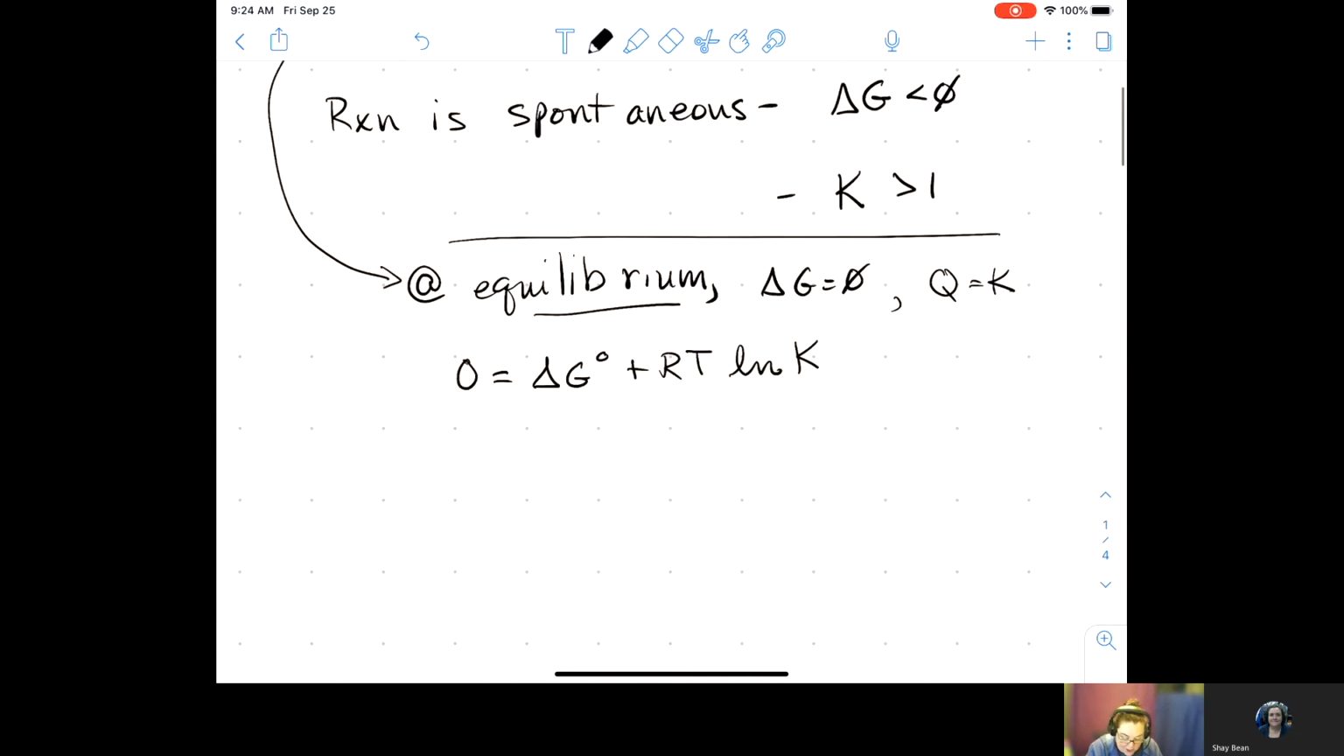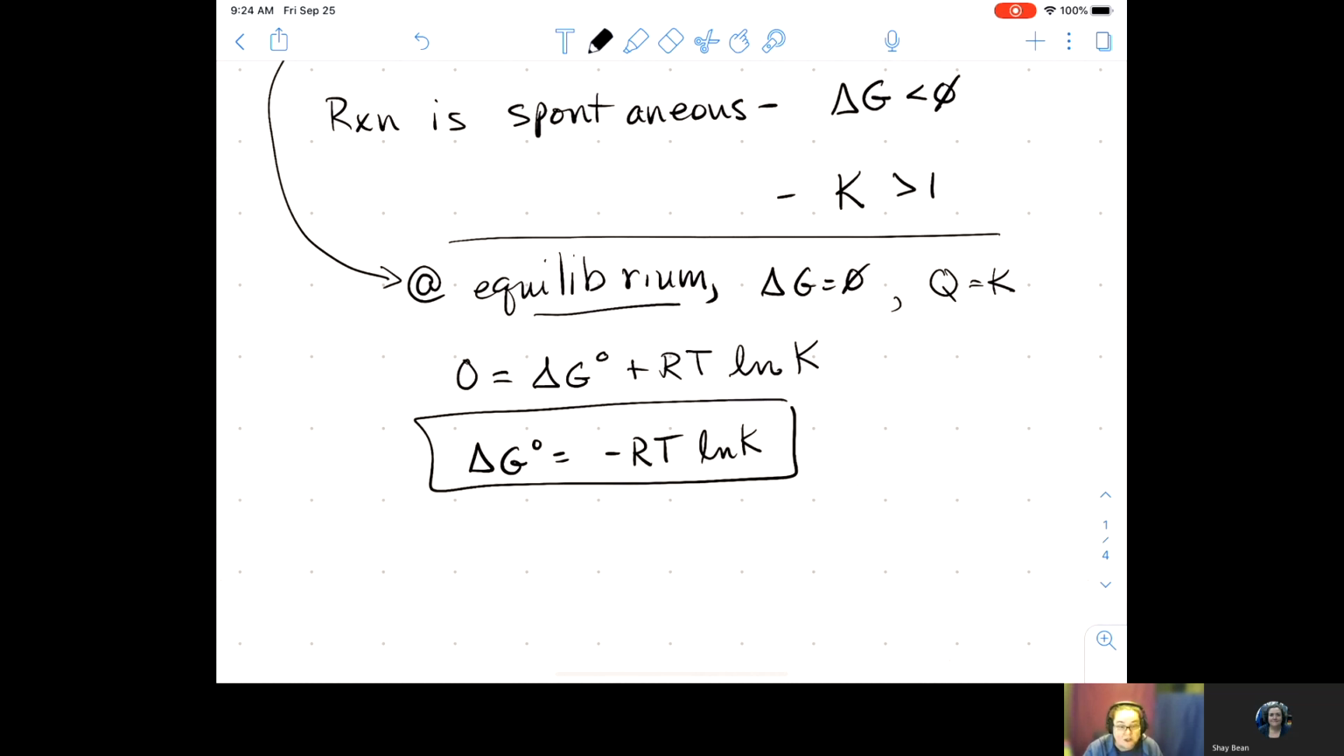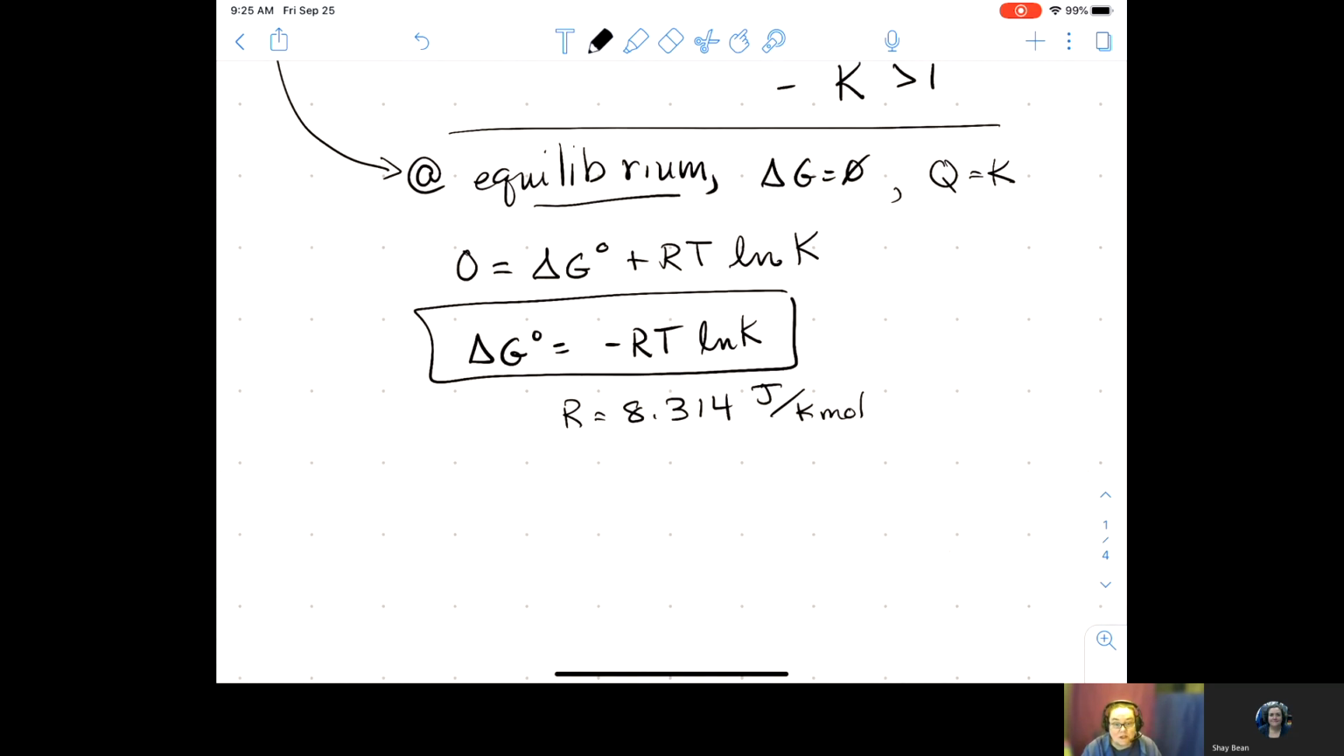We have this equation, which of course becomes delta G naught equals minus RT log K. This is the equation which relates the equilibrium constant to the standard Gibbs free energy change for a reaction. The R, as we saw in lab, is equal to 8.314 joules per Kelvin per mole. We typically are dealing with delta G's in kilojoules, so you can write this as 8.314 times 10 to the minus 3 kilojoules per Kelvin per mole.